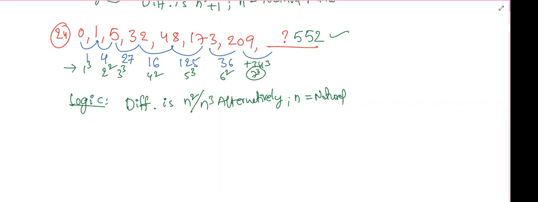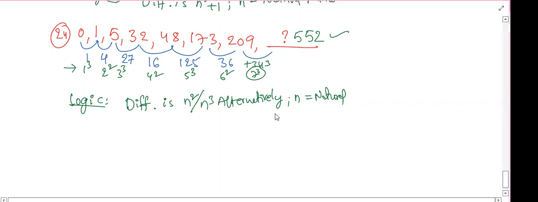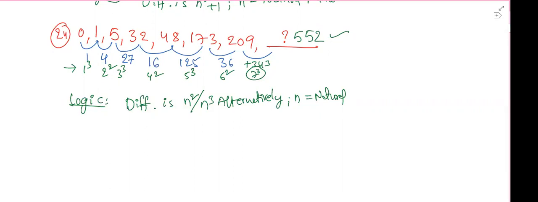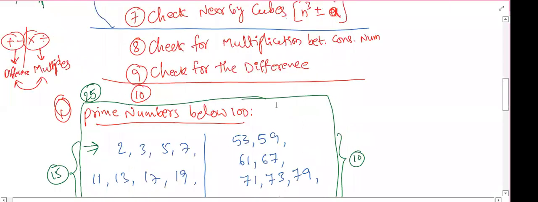Okay. Up to point number 9 is clear now. Points number 8 and 9 are about checking the difference and multiples. And probably in your competitive exams, 95 to 99% of the questions match with these 2 points only.